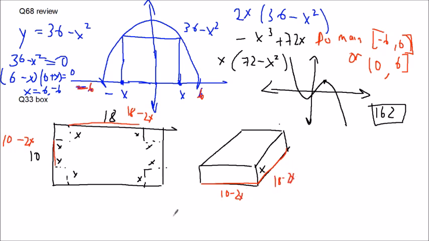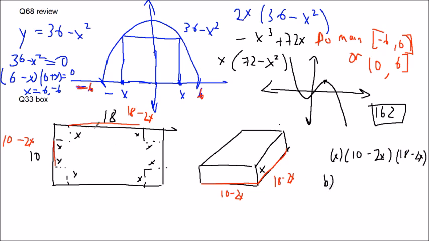And the function for the maximum will be x times 10 minus 2x times 18 minus 2x. And that is our question. And B, find the domain of the function. So what's the domain of the function?